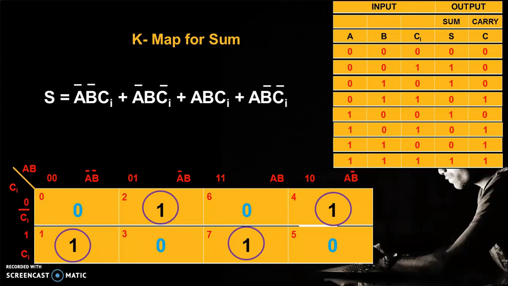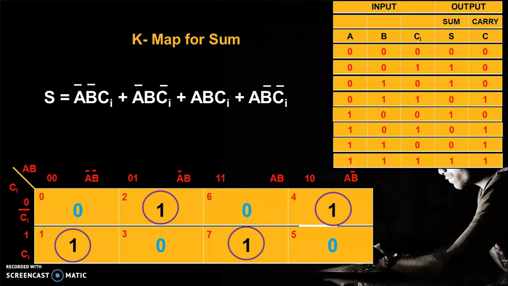So we write the product terms. We have 4 different groups, so we can write the product terms: A bar B bar Ci plus A bar B Ci bar plus A B Ci plus A B bar Ci bar.